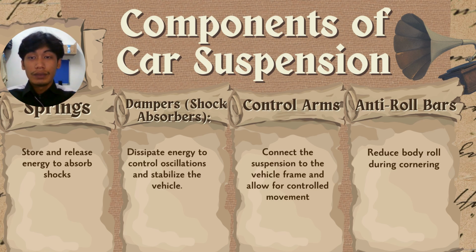Components of car suspension has four. The first one is the spring, which stores and releases energy to absorb shock. The second one is the damper or shock absorber, which dissipates energy to control oscillation and stabilize the vehicle. The third one is control arms, which connect the suspension to the vehicle frame and allow for controlled movement. The last one is the anti-roll bar, to reduce body roll during cornering.